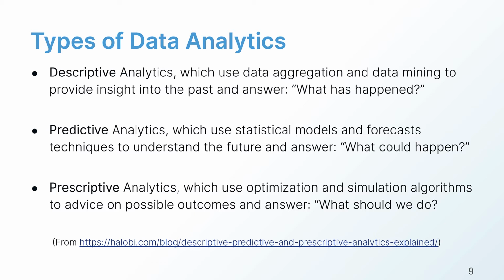Second, predictive analytics. For these analytics methods, we use them to answer the question, what could happen? So we use advanced statistical models to forecast the future. For example, we can use a regression model or a machine learning model to forecast fraud or to forecast sales revenues. The last type, prescriptive analytics, are used to answer the question, what can we do or what should we do? These analytics methods provide solutions to problems.